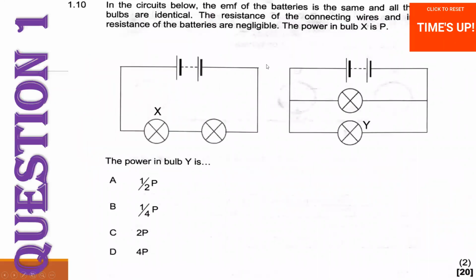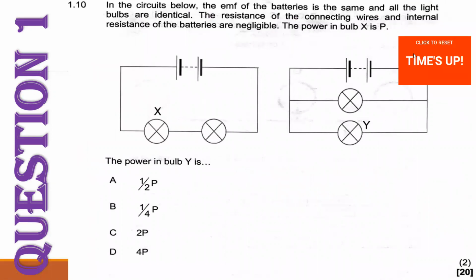Let's continue with the next one. Last question for today. Please try. You have identical resistances, X and Y, and then you have identical batteries. Let's just double check. All light bulbs are identical, yes. EMF of batteries, same, okay. Same batteries, same resistance, but different connection. What they ask you: the power in bulb X is P. What is the power in light bulb Y?